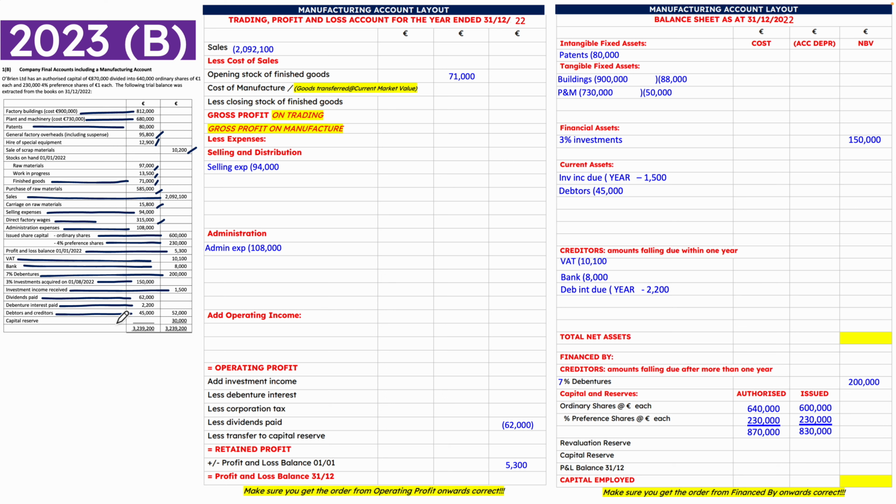Then we have debtors and creditors. So debtors, 45,000. Creditors, 52,000. Into creditors minus 1 year. Capital reserve then, 30,000. Okay, so that is all the figures inserted from the trial balance. So you'd want to double check that you have all of the figures put in correctly.